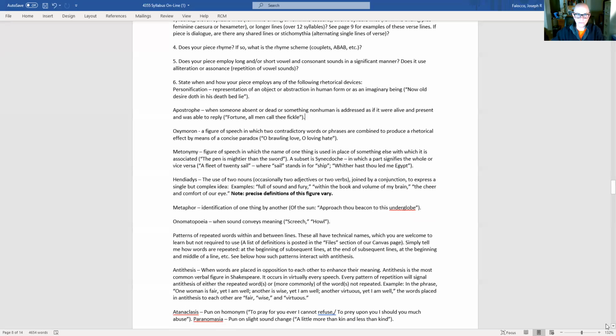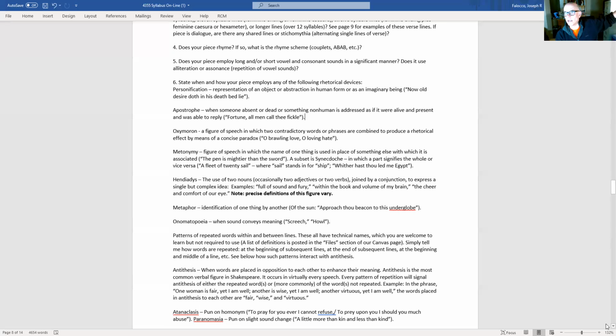Metaphor, you are familiar with as English majors, the identification of one thing by another. We say of the sun, "Approach thou beacon to this underglobe." If we say the sun is a beacon, it's a metaphor. If we say the sun is like a beacon, it's technically a simile, but it's still metaphorical, so feel free to note it on your text analysis. Onomatopoeia, I love this one, when sounds convey meaning. Words like screech and howl sound like what they mean. Then we have patterns of repeated words within and between lines. These all have technical names which you are welcome to learn but not required to use.